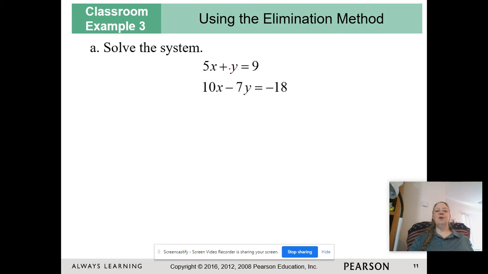So if I want my y's to eliminate, then this would need to be a positive 7. But for this to be a positive 7, I would have to multiply the y by positive 7, but I can't just do it to one term. I have to multiply every term by the same thing. So 35x plus 7y is equal to 63.